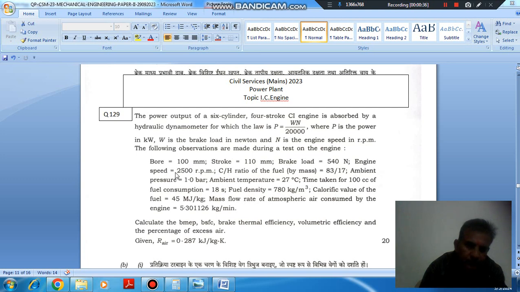Brake load 540 Newton, engine speed 2500 rpm, C by H ratio of fuel by mass 83 by 70, ambient pressure 1 bar, ambient temperature 27 degrees Celsius, time taken for 100 cc of fuel consumption 18 seconds, fuel density 780 kilogram per meter cube, calorific value of fuel 45 megajoule per kg, mass flow rate of atmospheric air consumed by engine 5.301126 kilogram per minute. Calculate BMEP, BSFC, brake thermal efficiency, volumetric efficiency, and percentage of excess air. Given that R air is equal to 0.287 kilojoule per kilogram per Kelvin.